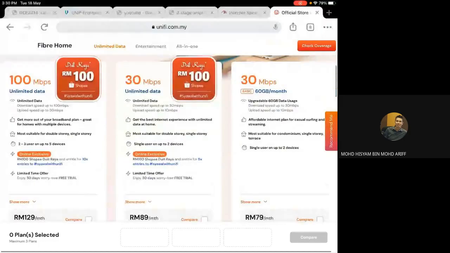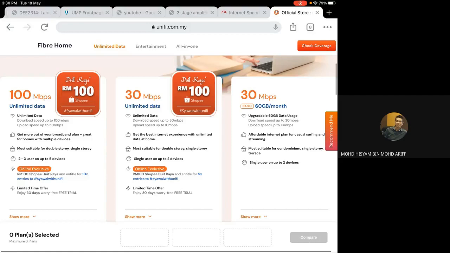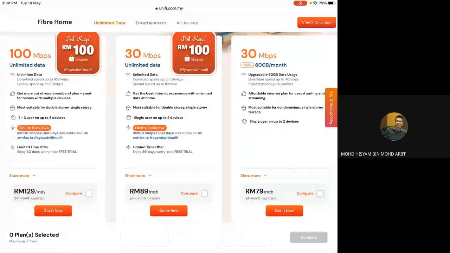Okay now. Nampak tak? Apa yang nampak dekat sini? Nampak tak megabit per second, Mbps? Nampak tak? 100 megabit per second. Okay, mana yang you nak? You nak 100 megabit per second ke 30 megabit per second? Kalau you nak subscribe Unifi, you nak ambil package mana? Kalau yang dalam screen you nak ambil yang mana?